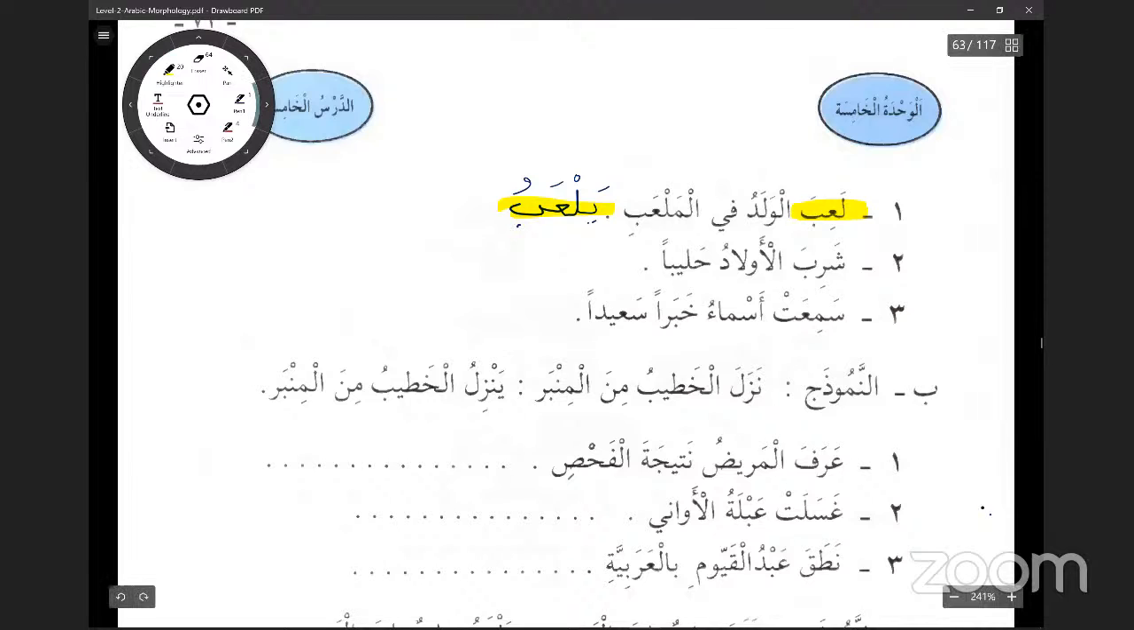شرب الأولاد حليبا. The kids drank the milk. Drank some milk, okay. We don't want to say the milk because it doesn't have alif lam. It's halib, some milk. That's correct. Past tense, يشربون الأولاد حليبا.